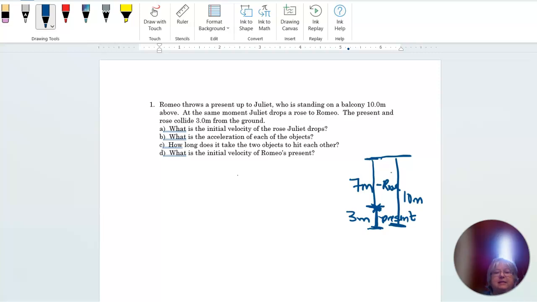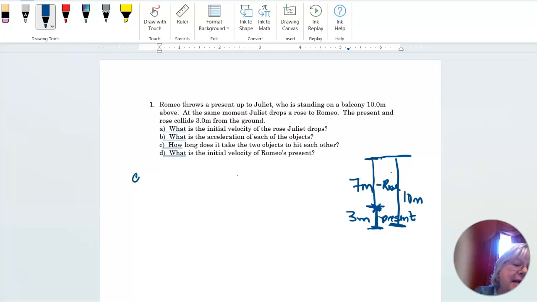Okay, so now let's get to our questions. What is the initial velocity of the rose Juliet drops? What is the acceleration of each object? How long does it take the two objects to hit each other? And then what is the initial velocity of Romeo's present? My first two questions are very easy to answer and don't actually need any math.